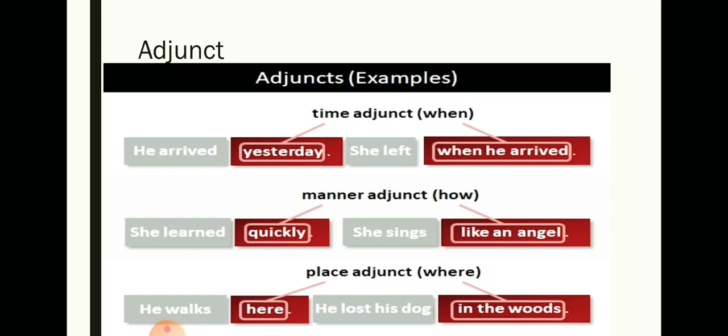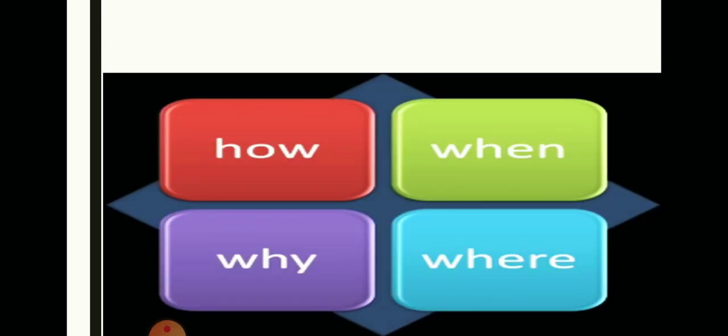Okay, so next we have manner adjuncts that deal with the question how. We get an answer to the how while adding this adjunct, like: she learned quickly, she sings like an angel. And the place adjunct, where: he walks here, he lost his dog in the woods. That is a place adjunct. So adjuncts basically give us an understanding of how it happened, when it happened, why it happened, and where it happened.